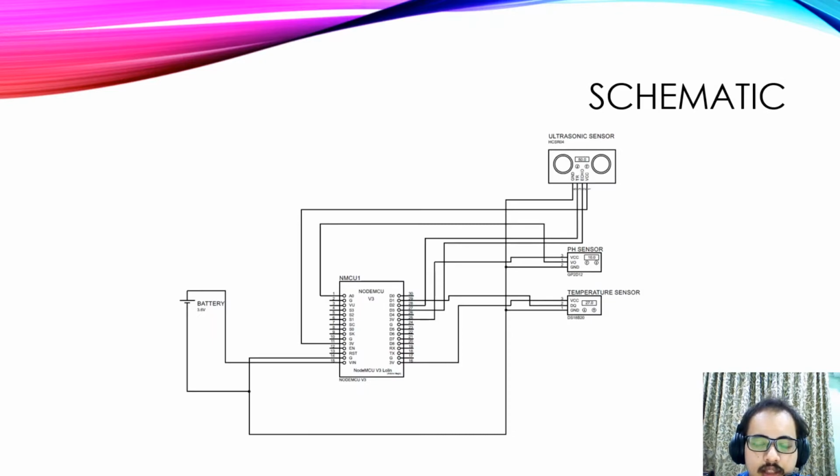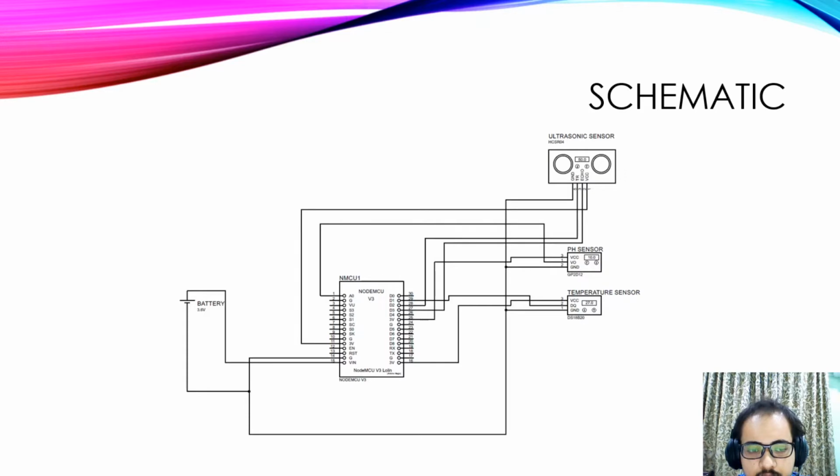Okay, this is the schematic. First of all, we have the ultrasonic sensor. This is not the ultrasonic sensor that we use, but the connection is the same. We can use this ultrasonic sensor or the waterproof one. Then we have the pH sensor and temperature sensor. The pH sensor is in analog value, while the temperature sensor and ultrasonic sensor are in digital value.